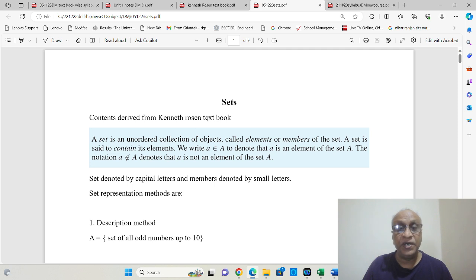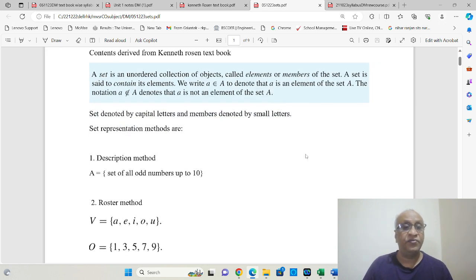The members of the set or the objects of the set are called elements or members. A set is represented using capital letters, and set elements or members are represented using small letters. How do I represent a set? There are different methods of set representation. The first method is the description method. Say I can write: A is equal to curly braces, set of all odd numbers up to 10.